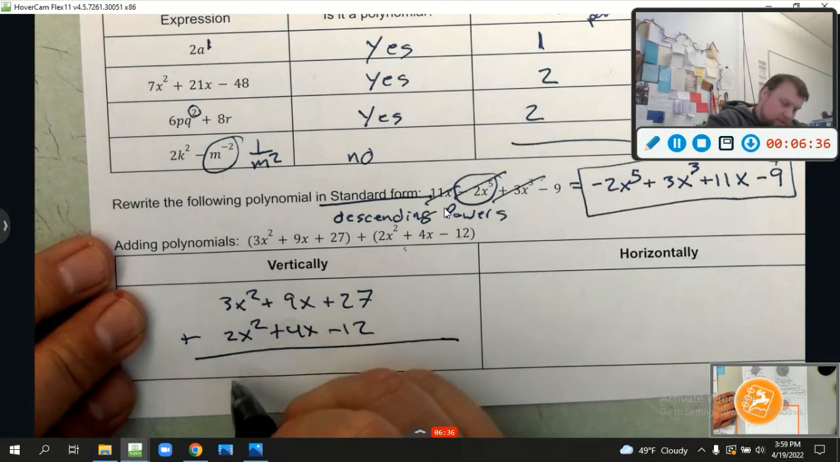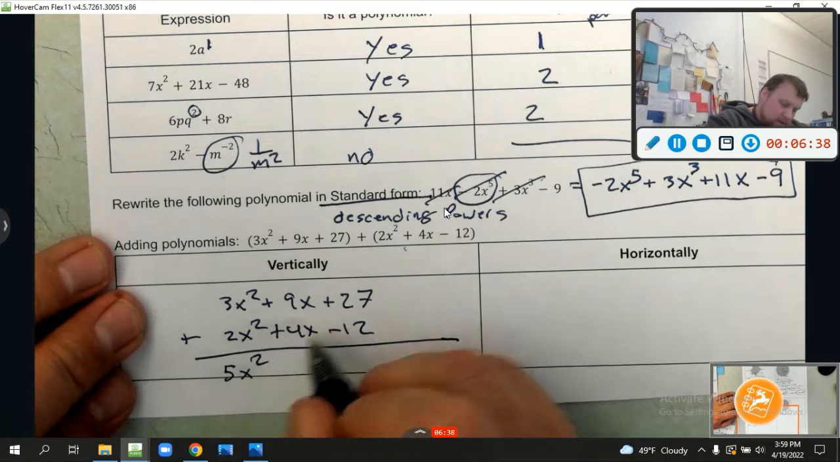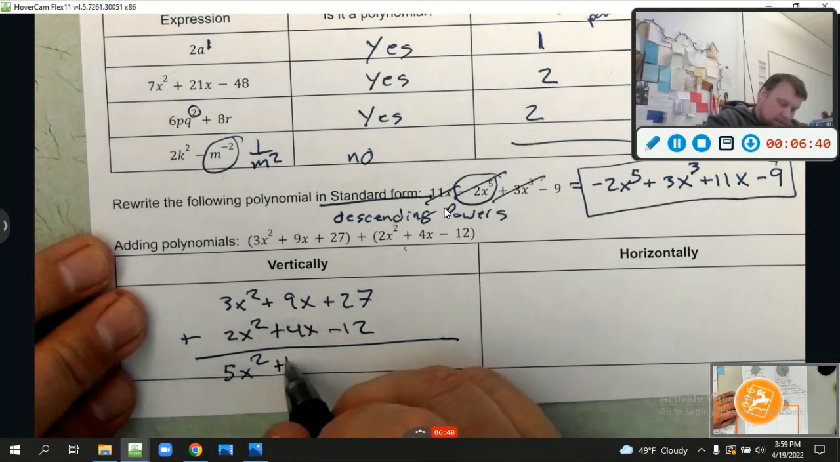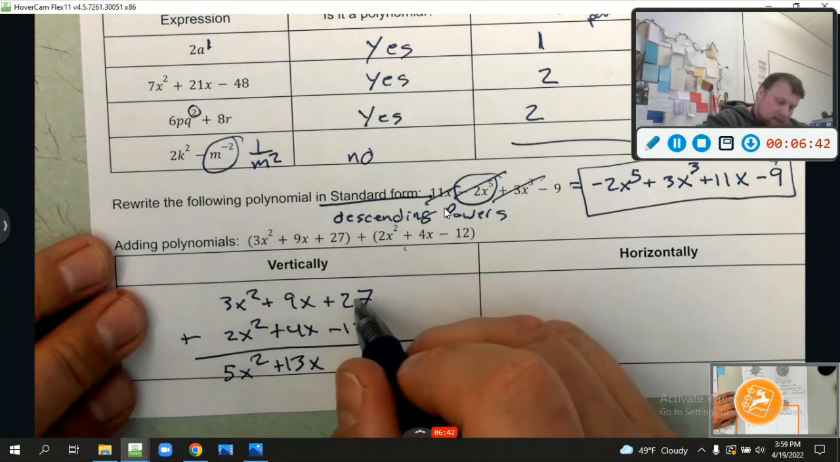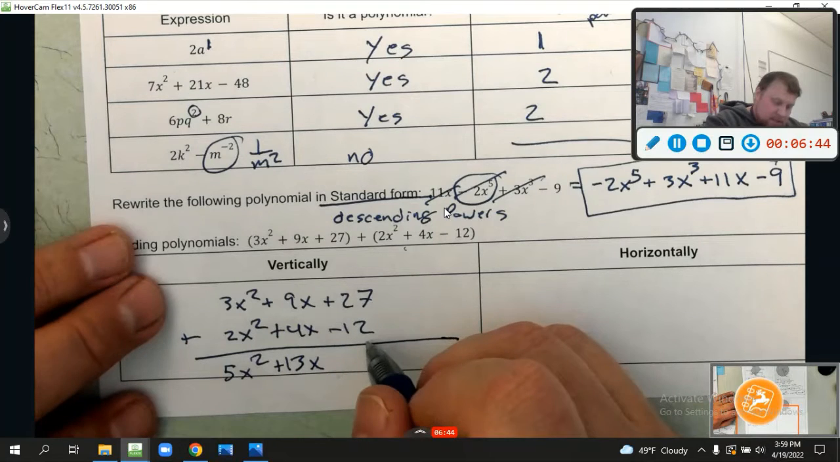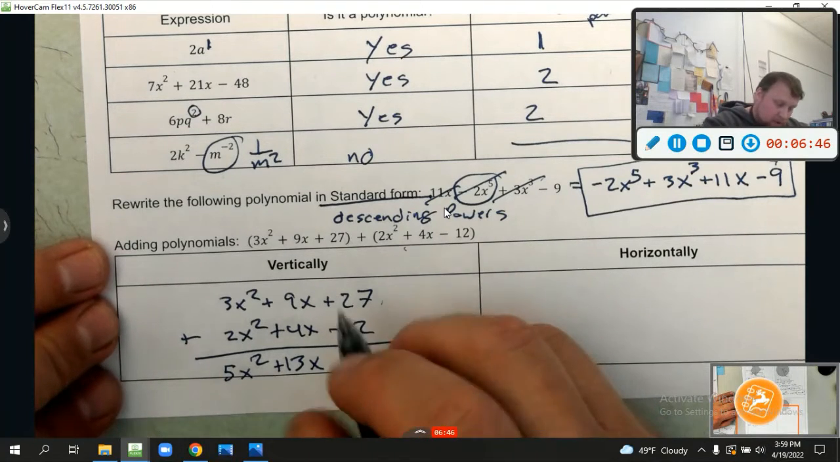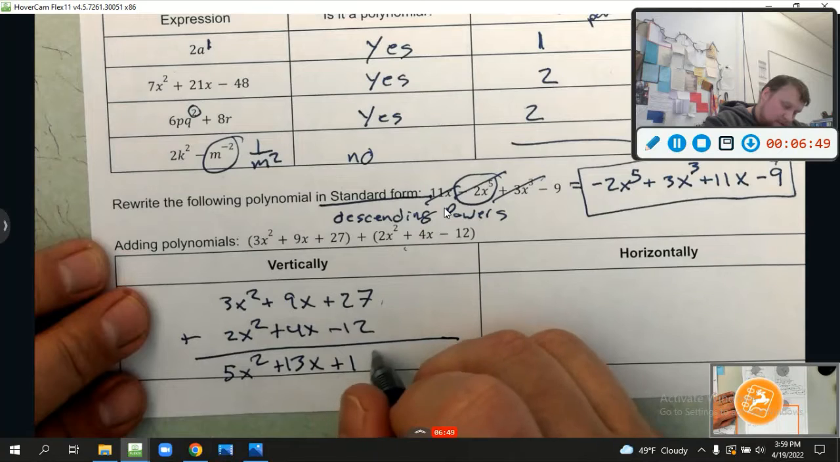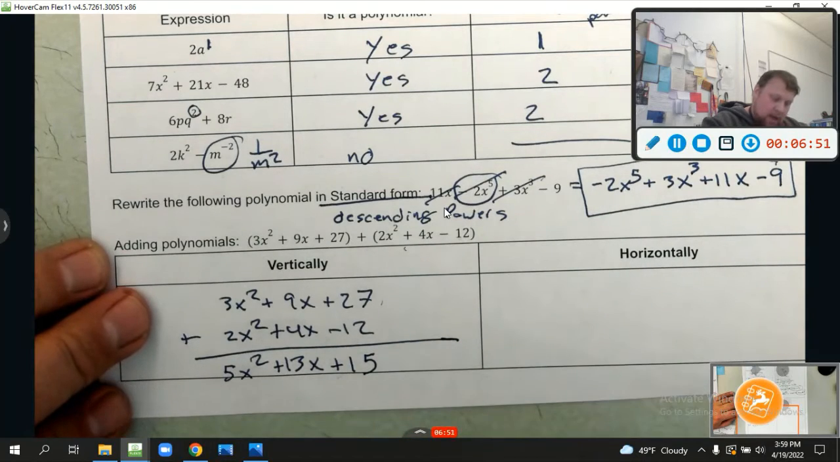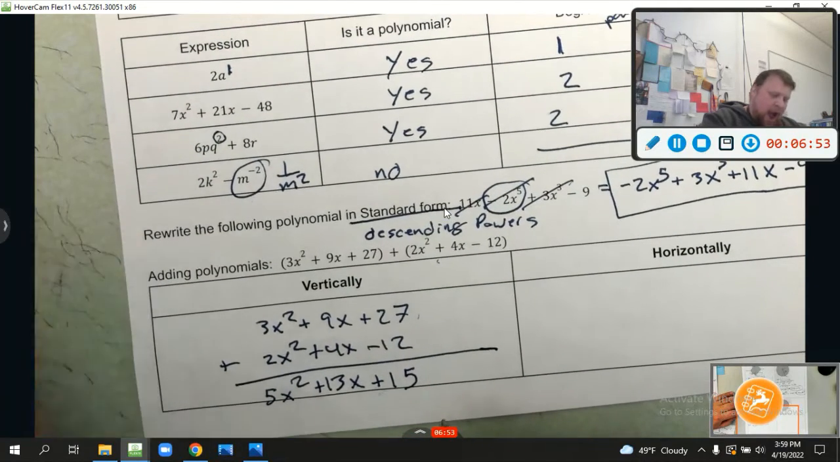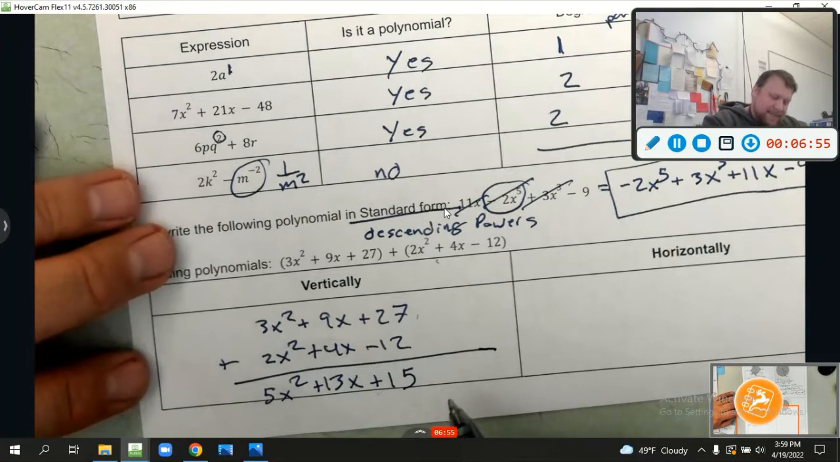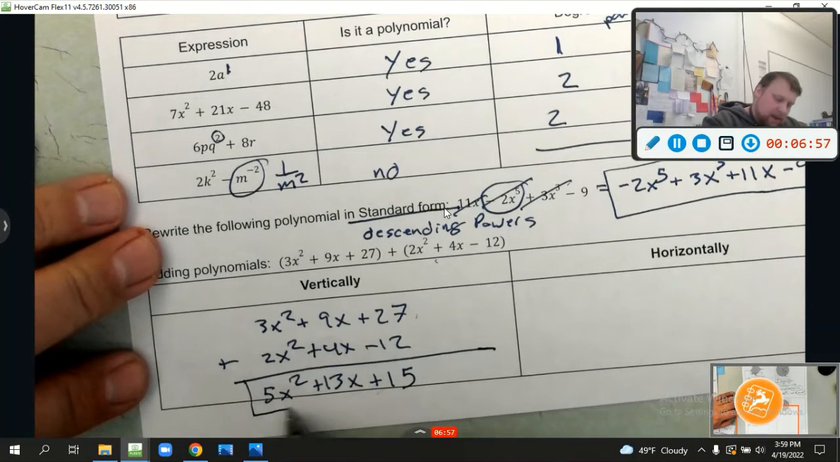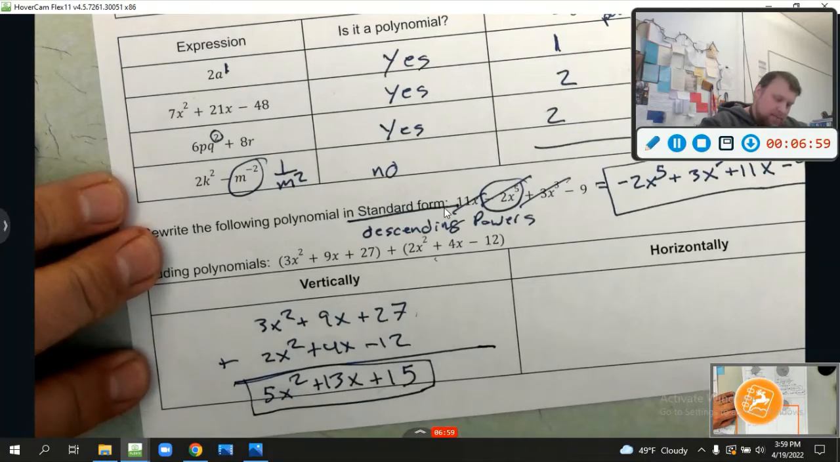So 3x squared plus 2x squared is 5x squared. 9 plus 4 is 13x. Now 27 plus negative 12, which is just 27 minus 12, is positive 15. So when we add them together, we get 5x squared plus 13x plus 15.